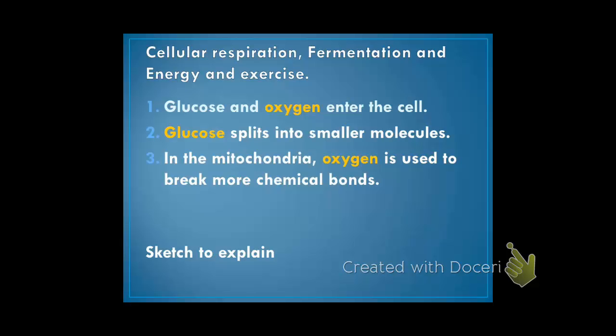Number 3. Dawson, will you read number 3? In the mitochondria, oxygen is used to break more chemical bonds. Oxygen is used to break those chemical bonds. Oxygen essentially is like the boxer that comes in and breaks up glucose, at least to some extent. Red rover, oxygen come over and break up the glucose molecules.